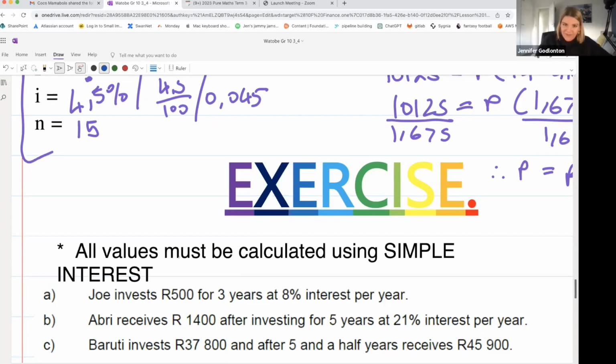Think very carefully about what you're looking for in each of the questions. And don't forget your formula. I'm just going to pop it over here again. A is equal to P, 1 plus I times N. And if you have questions, don't be scared to ask. You can ask them in the chat, or you can pop your hand up. Both are fine.